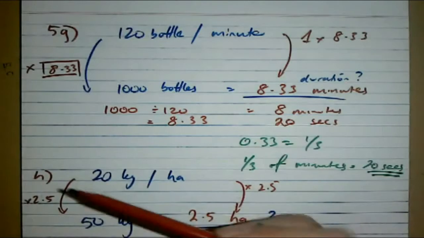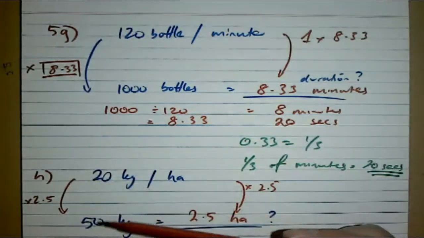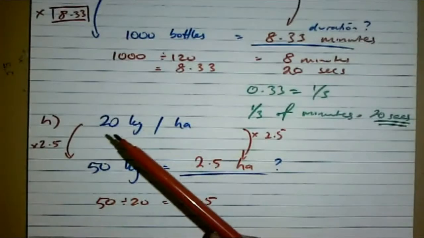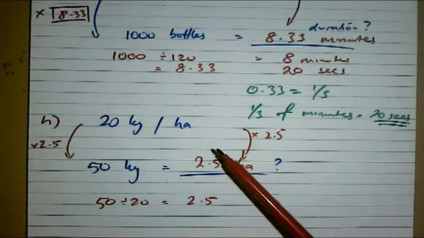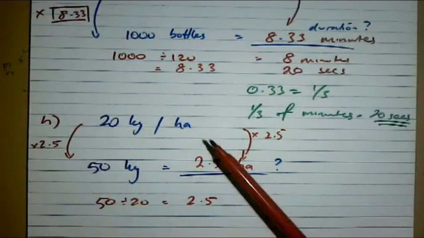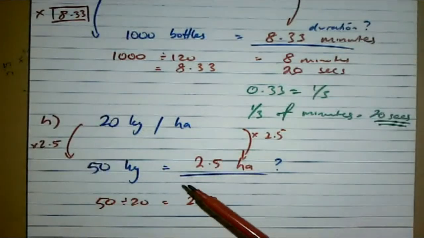Doesn't it make sense? Because if you have more fertilizer, then you can cover more area. It's simple as that. Okay? With more fertilizer, you can cover more area. 2.5 times more fertilizer means 2.5 times more area.